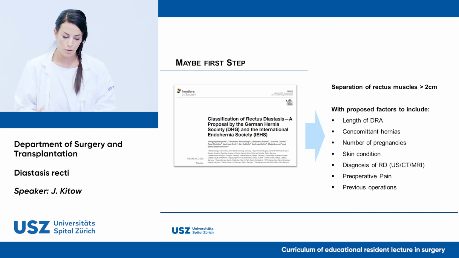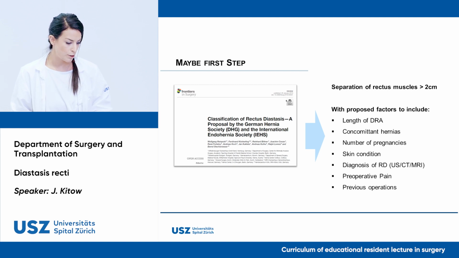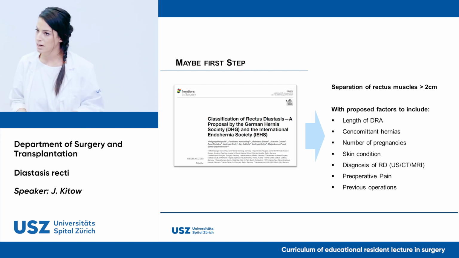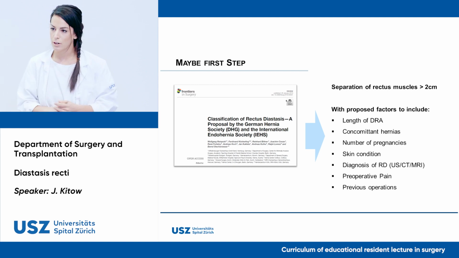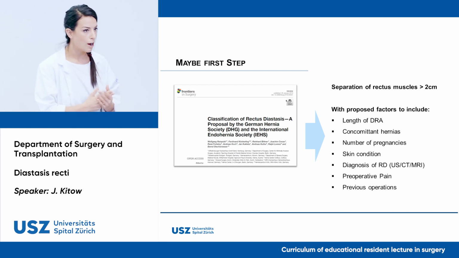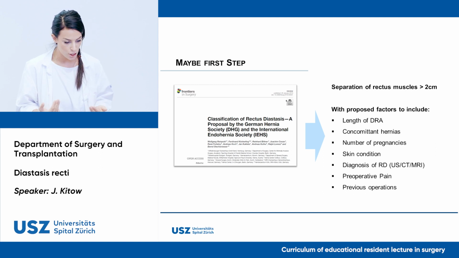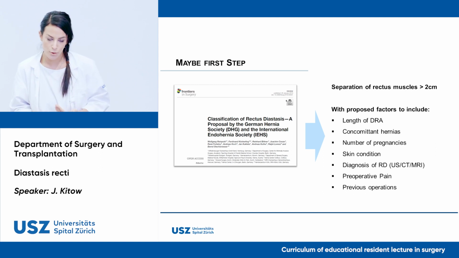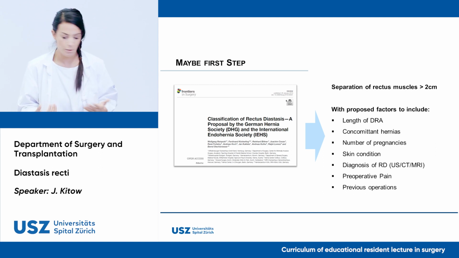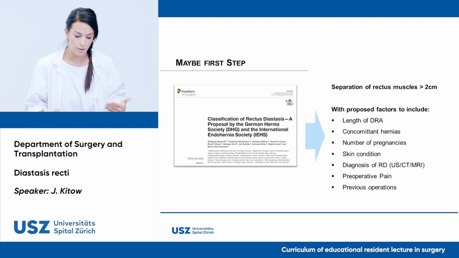And they proposed to include some more factors, which are very important, like the length of the diastasis rectus abdominis, if there are concomitant hernias, how many pregnancies the woman had before, what the skin condition is like. How has the diagnosis been made? Was there any previous operation or previous pain?